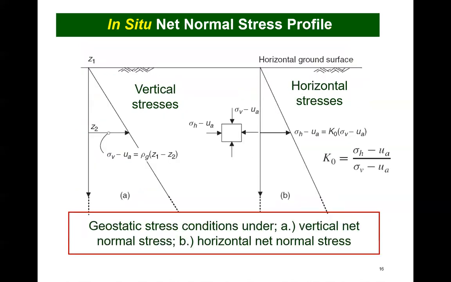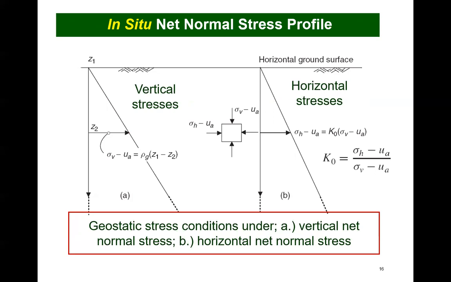Under geostatic conditions in the field, the total vertical stresses can be calculated as the sum of the overlying total unit weights. The horizontal stresses can be written in terms of an earth pressure coefficient at rest, K sub naught. Unfortunately, there is no accurate theory to calculate the earth pressure coefficient at rest, although it can be estimated if the elastic properties of the soil are known.